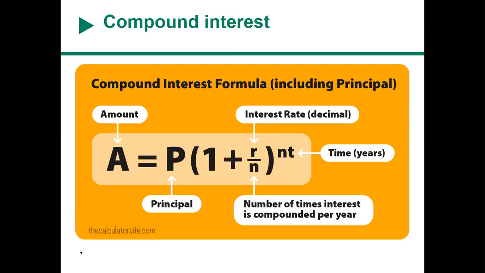And then time in years. So how long is this going to be happening? Is it a 1-year loan? Is it a 2-year loan? Is it a 3-year? Is it 36 months? Well, that's 3 years. But you get what I'm saying. Okay, cool. Did we all get the formula?